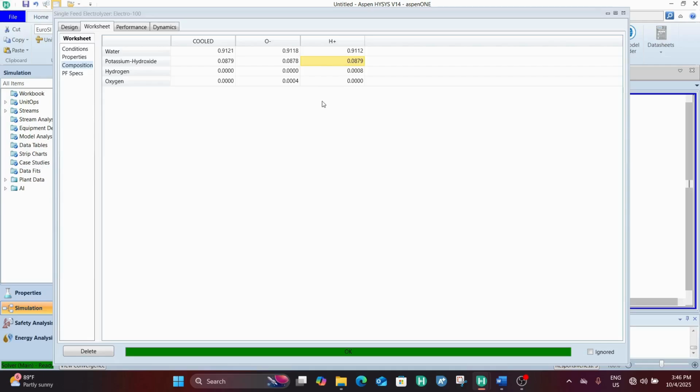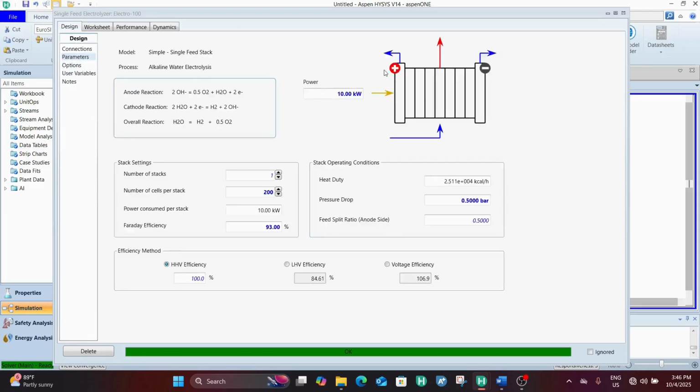So with this, we understand that we have to tweak our operating conditions, and it's majorly dependent on your power. The amount of hydrogen and oxygen gas produced in electrolysis is majorly dependent on your electricity, so electric power basically. So we have to increase our power inputs.